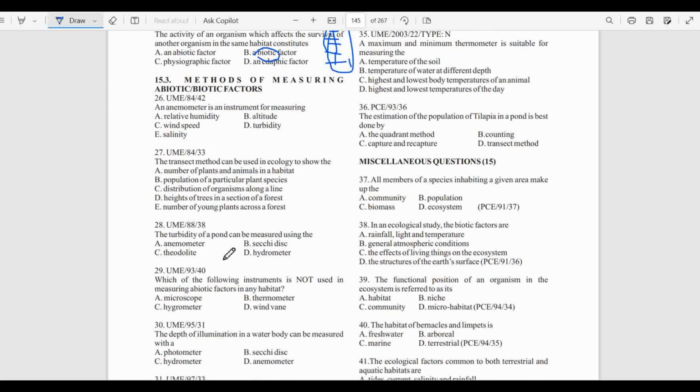Question 26. So we're now on methods of measuring abiotic and biotic factors. So 26, it says an anemometer is an instrument for measuring, what's it? Wind speed. So I will just be taking the answers in this case. Wind speed, anemometer. The next question says the transect method can be used in ecology to show, what is the transect method used for? The transect method is one method used for estimating the number and types of plants in a particular area. So the right answer to that would be option B.